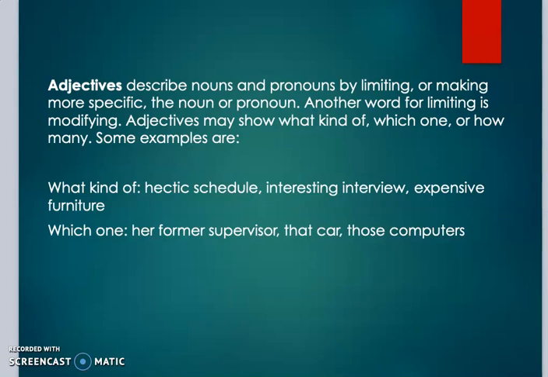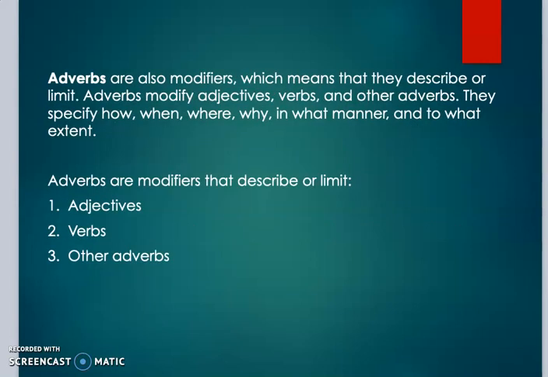You also talk about which one in relation to that: her former supervisor, that car, those computers. So pretty simple in regards to adjectives. Just make sure you remember it describes nouns and pronouns, and of course, describes them by limiting or making them more specific.